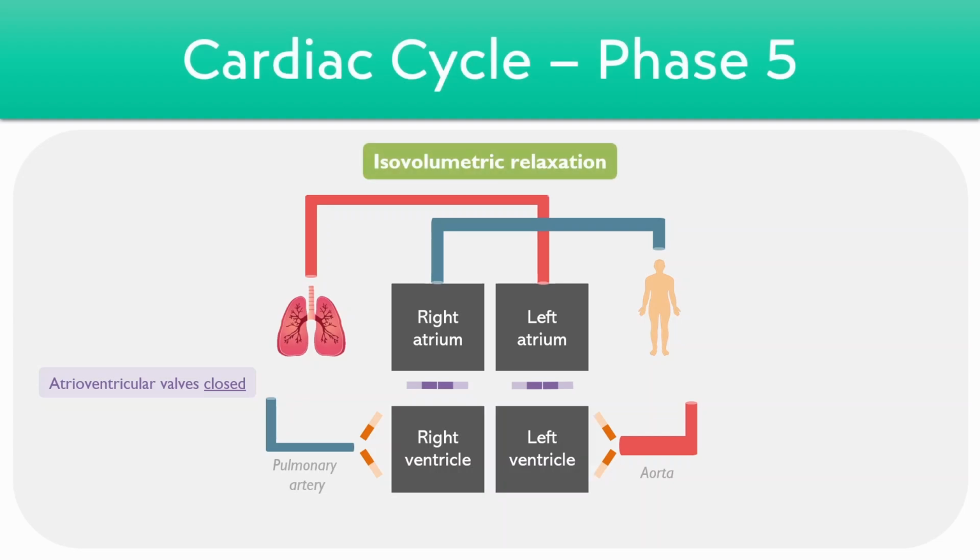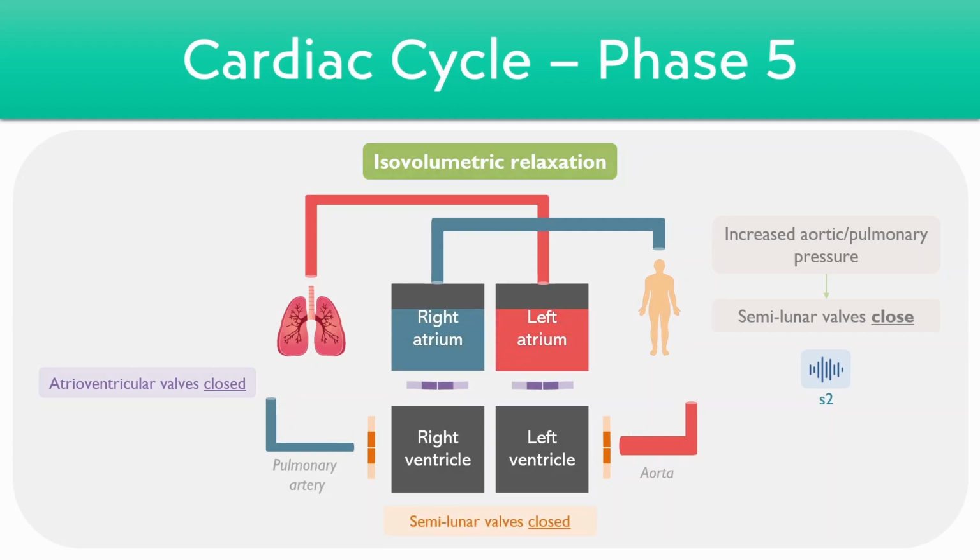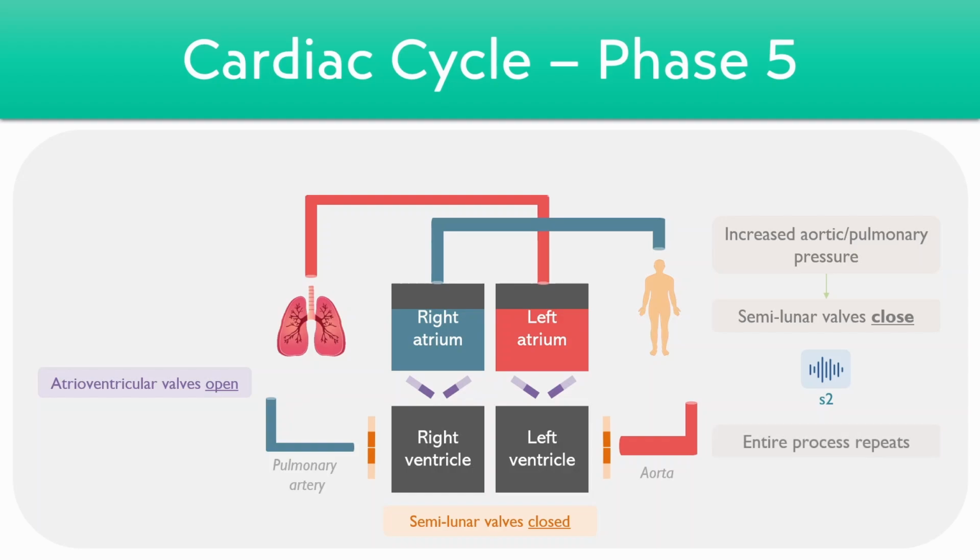The final phase of the cardiac cycle is called isovolumetric relaxation, and during this phase, you can see that the pressure in the aorta and pulmonary artery is far greater than the ventricular pressure. As a consequence of this increased pressure, the semilunar valves are forced closed, and this is what's responsible for the second heart sound, or the S2 sound, to be formed. After this phase, the atria fill with blood again, and the atrioventricular valves open once more. And you can see that the entire process repeats from here, so we've returned back to diastole now.